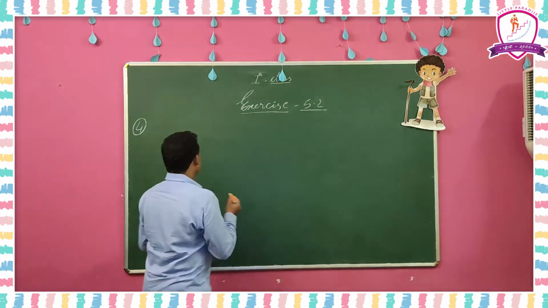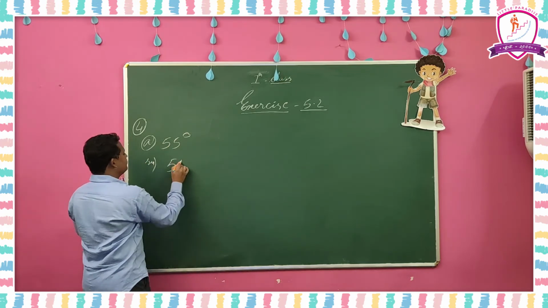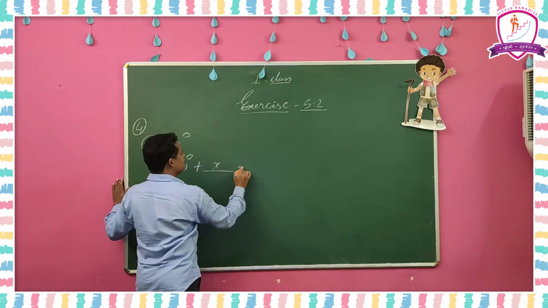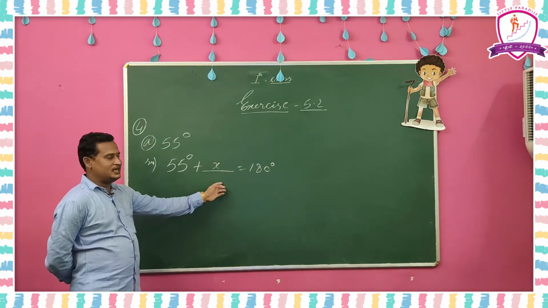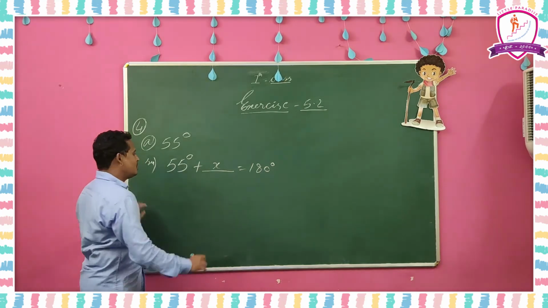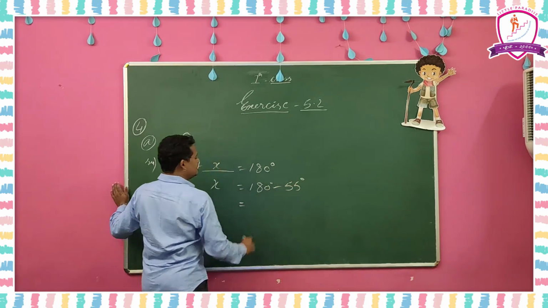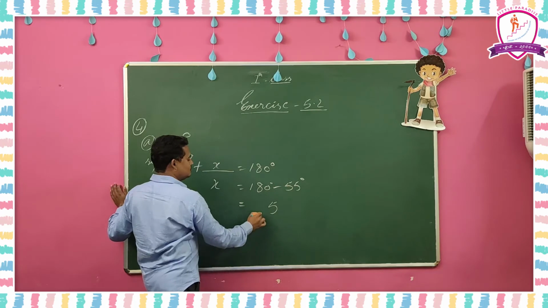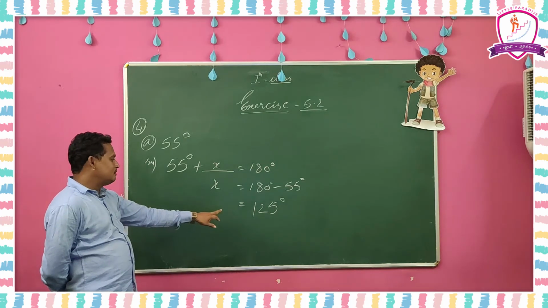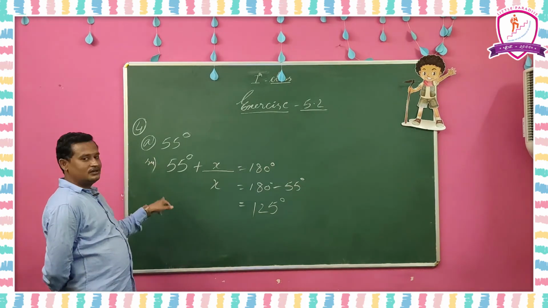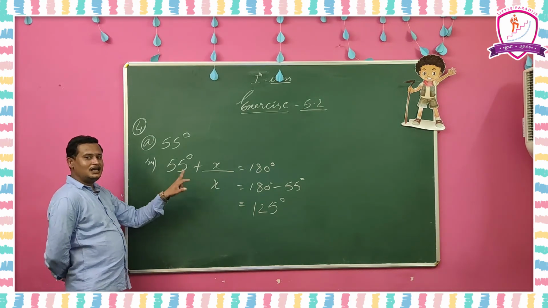55 degrees is given here. So 55 plus dash is equal to 180. Same, linear pair of angles means the sum of the two angles must be equal to 180 degrees. So x is equal to 180 degrees minus 55 degrees, which is equal to 125 degrees. So 125 degrees for the linear pair, that statement you have to write here: 125 is the linear pair of 55.